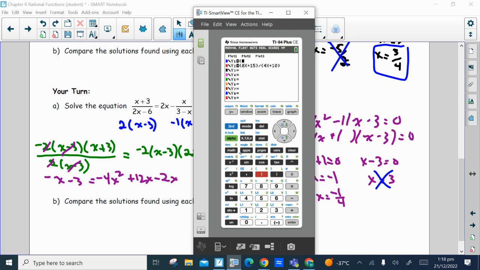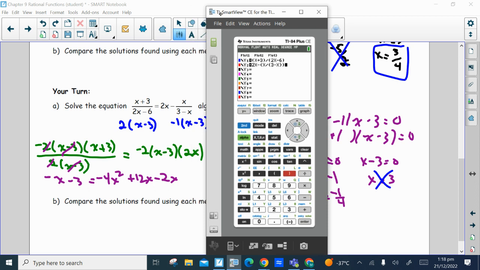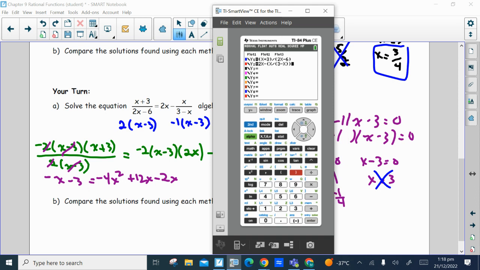So the left side is x plus 3 divided by 2x minus 6. The right side is 2x take away x divided by, in brackets, 3 minus x. Just checking. Yeah, that looks right. So zoom 6, set our windows back to their standard settings.